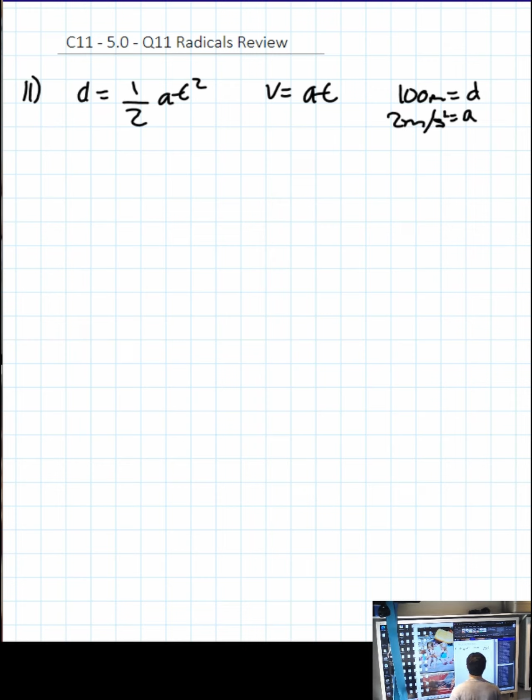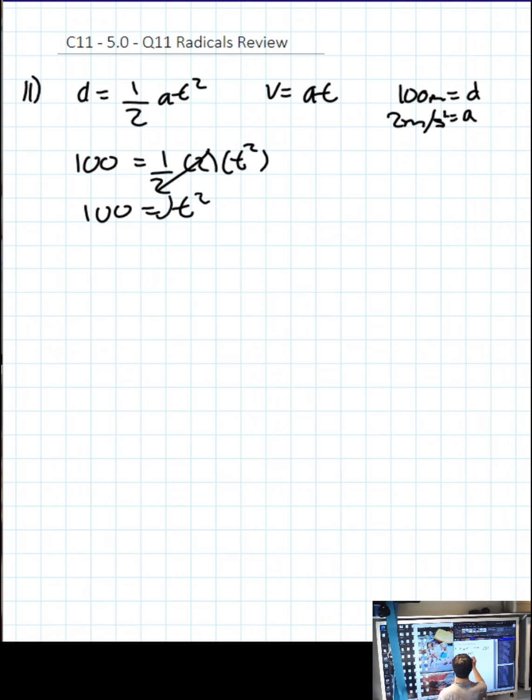So we're going to start on the equation on the left. So we can say 100 equals 1/2 times 2 times t squared. Now on the right hand side we can cancel the 2's. 1/2 times 2 is just 1, so we can say 100 equals t squared, and then we can square root both sides. We'll get t equals 10. We don't have to consider the plus minus because we can't have negative time.